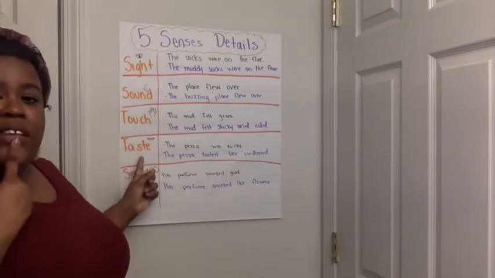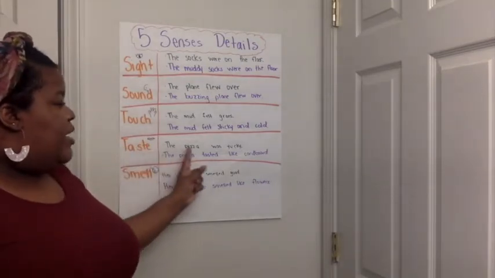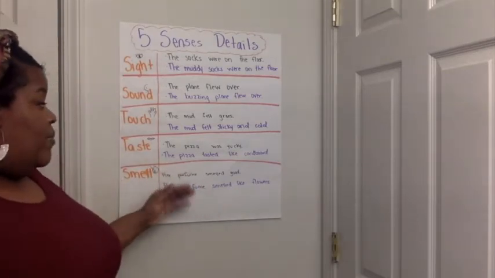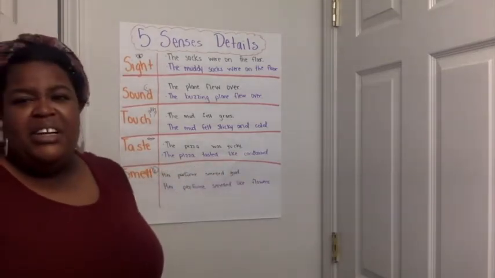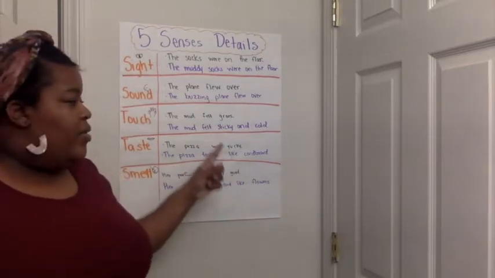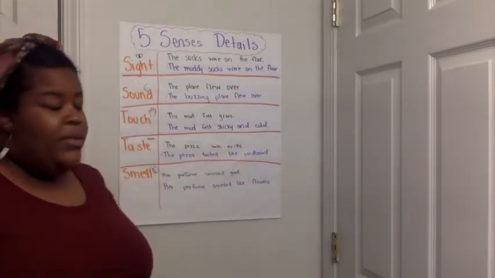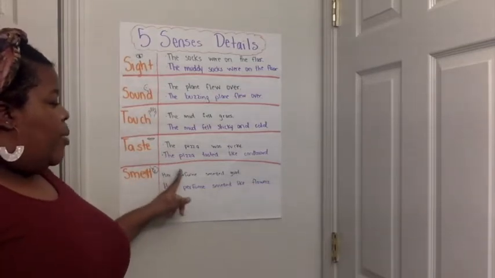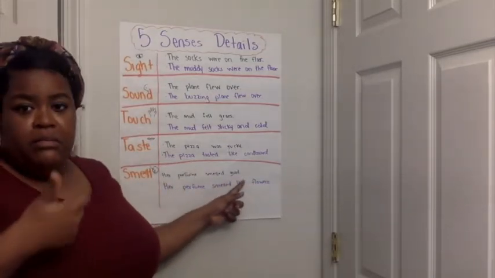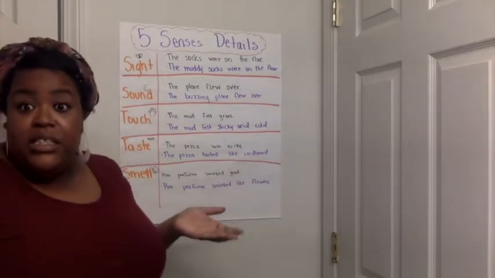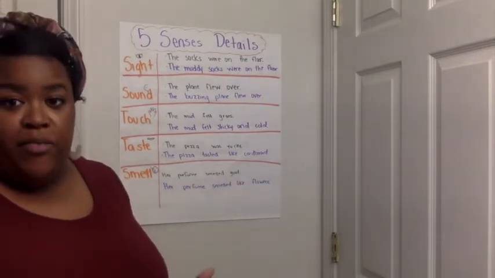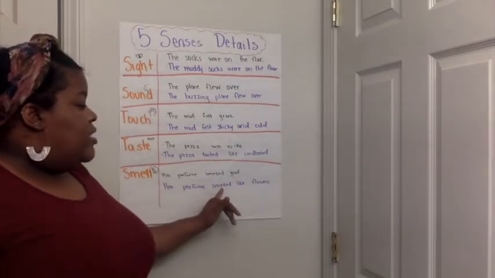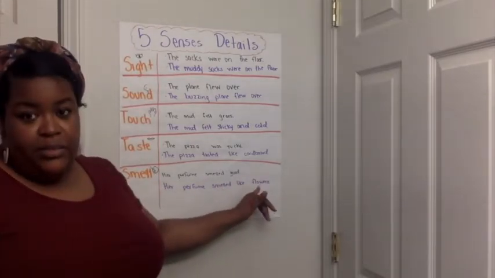Alright, next one, taste. First they wrote, the pizza was yucky. But look how they added more details. They described it. The pizza tasted like cardboard. So now the reader knows exactly what made it yucky. Alright, last one, smell. It says, her perfume smelled good. The reader has an understanding, but what does it smell like? You want to describe it and give more details. So the second time they wrote, her perfume smelled like flowers.